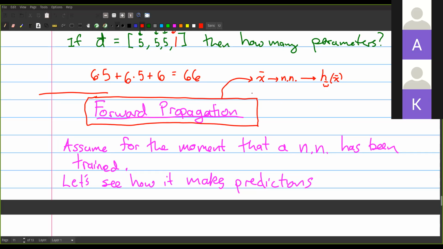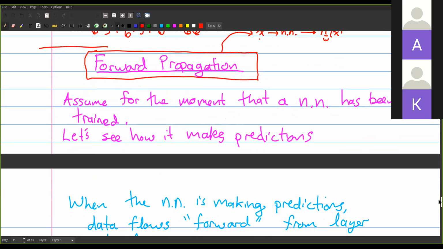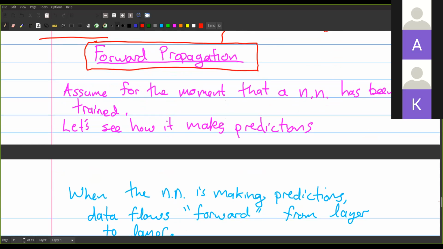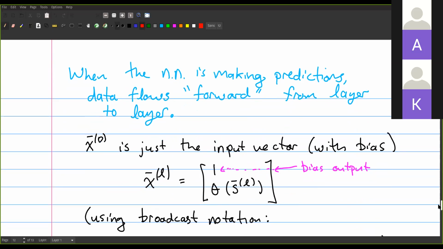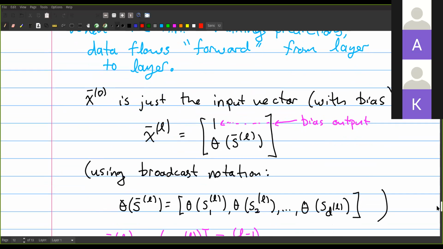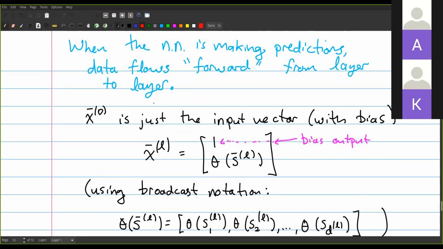So how do you do that part? You get from the input to the output. That algorithm is called forward propagation. And you have to do this in order for the machine to make a prediction. And we'll see that it's also used in the training process. Okay, so we're going to go layer by layer. So x bar 0 is just the input, and it also has a bias node.